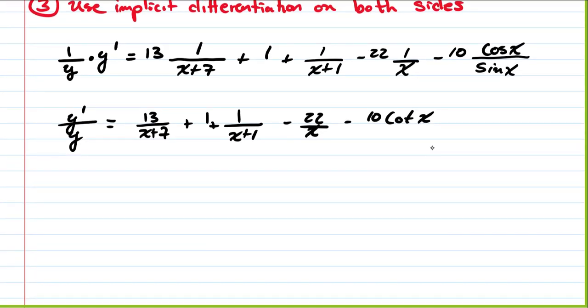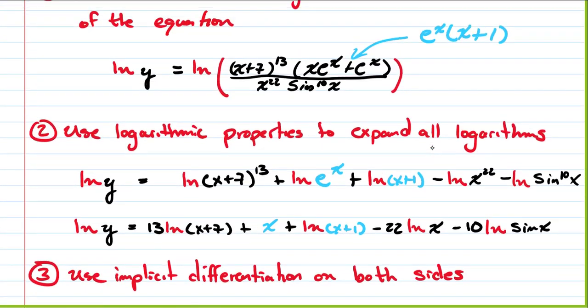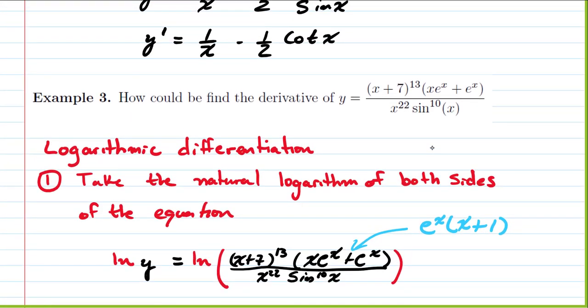So then we solve for y prime by multiplying both sides by y, to get this. And then the very last step is we need to get rid of y. We don't want to have a y in our solution because we didn't have any y's when we started. So we just substitute out the original.